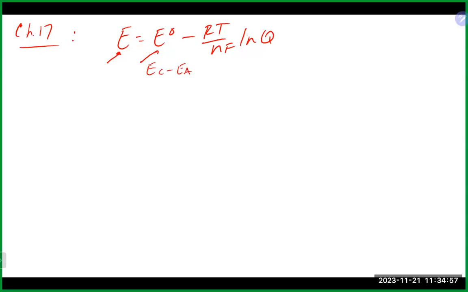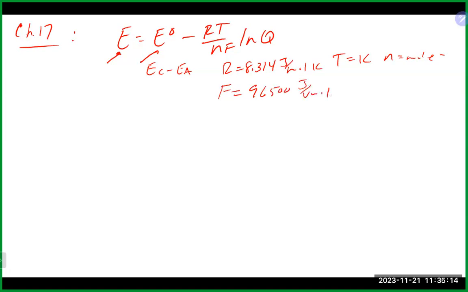These are our normal guys, our 8.314, our temperature in Kelvin, our moles of electrons, our Faraday's constant, 96,500. And Q is obviously our products divided by our reactants, again taking our coefficients as the exponents when we do it.